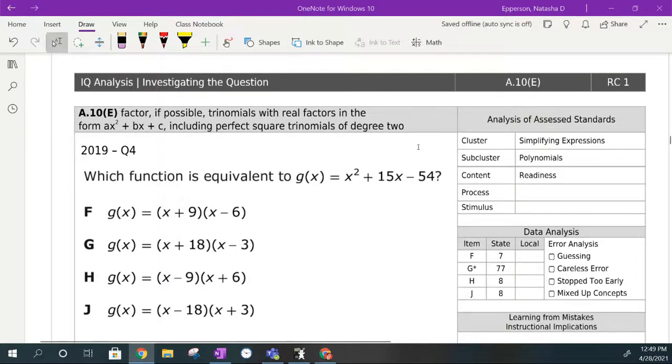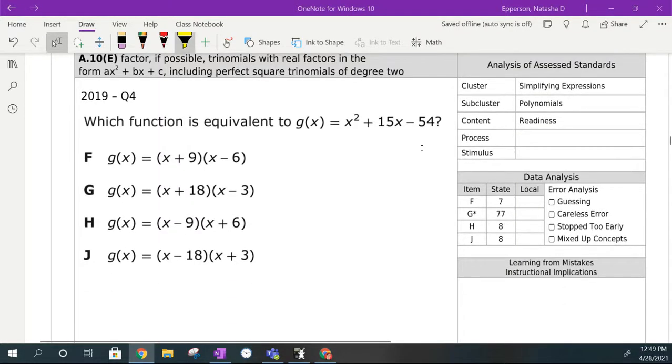All right, so on these TEEs 10E, we are factoring trinomials, binomials, perfect square trinomials of degree 2. So our question that we're given here is a normal trinomial. I'm going to use my answer choices to remind you, we're looking at the factors of 54 that add up to our B term, which is 15.